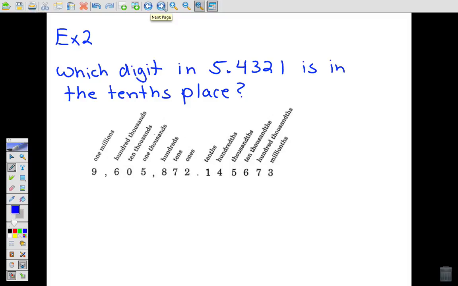All right, let's take a look at example 2. Now you have 5 point, so I'm going to write it again, 5.4321. It's asking which digit is in the tenths place. I'm going to highlight the tenths, which ends in "ths," right there. So my answer is going to be the 4. The 4 is in the tenths place.